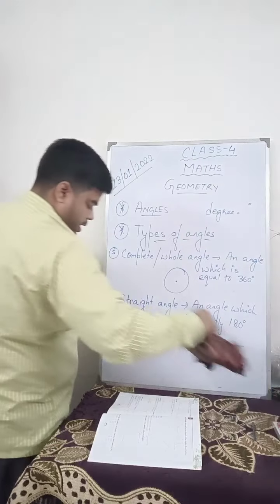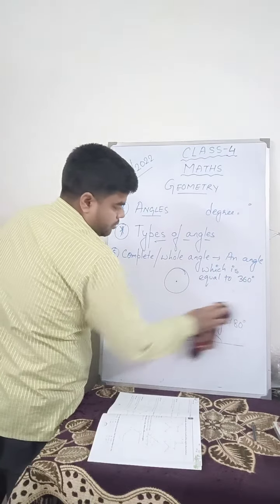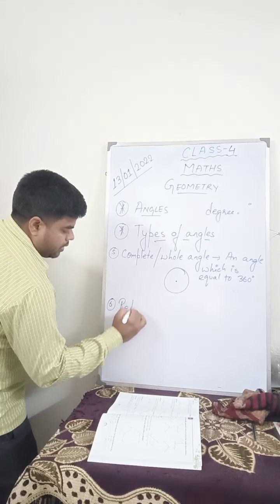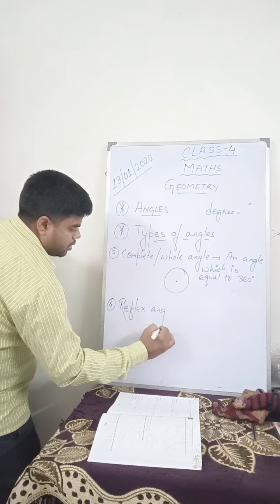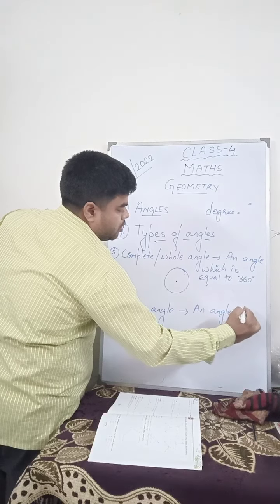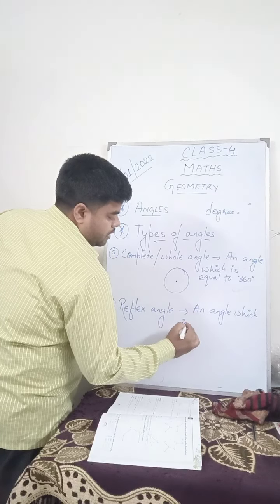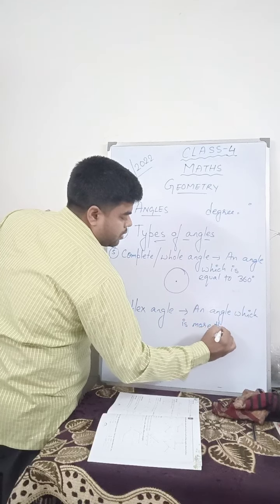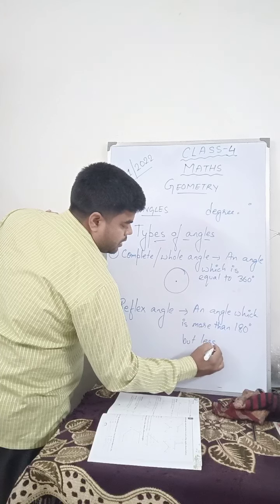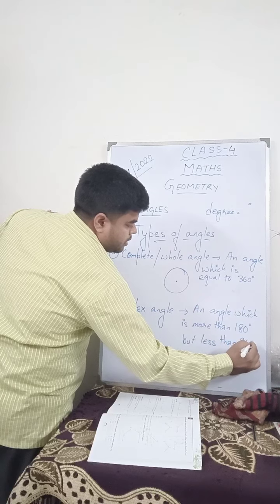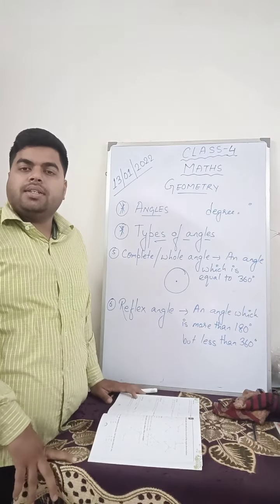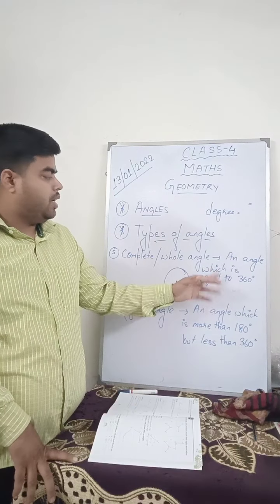And now the last is reflex angle. Number 6, reflex angle. An angle which is more than 180 degree but less than 360 degree. So these are the different types of angle. So children, please write these different types of angle in the copy and learn along with the degrees.